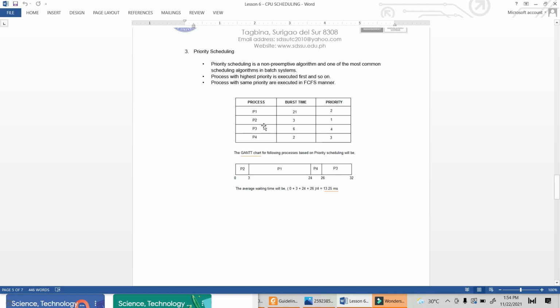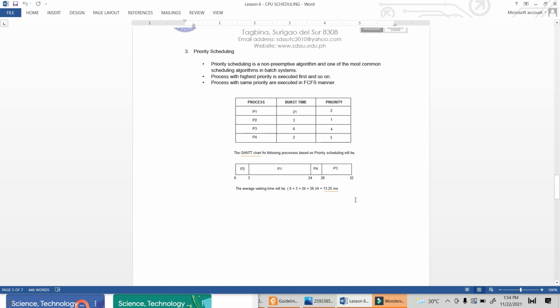So the first priority will be P2. Second is P1, P4 is the third one, and then P3 is the fourth one. So since P2 is the first one, we put P2 in the queue, and then P1, and then P4, and then P3. If we compute the average waiting time, it will be 13.25 milliseconds, since we are doing it on a priority basis.